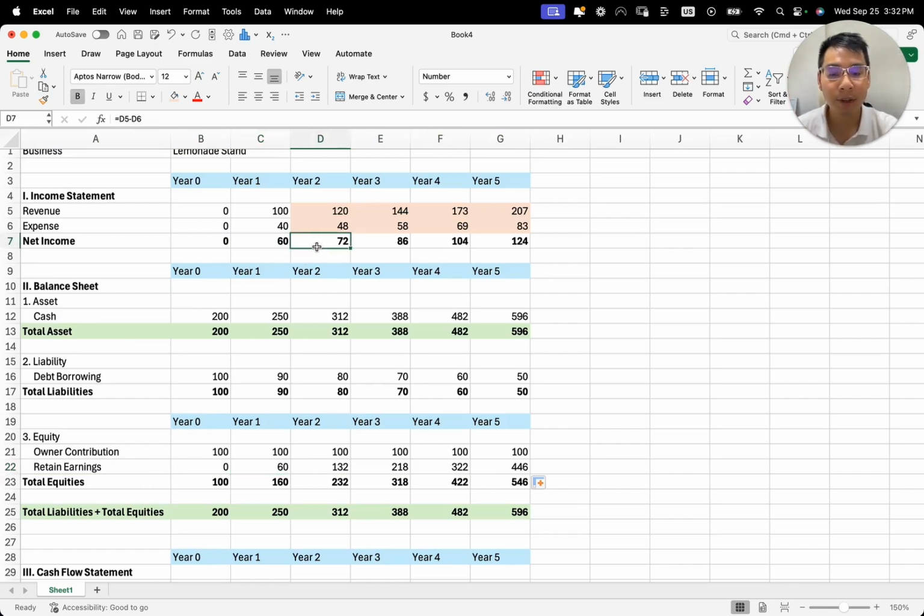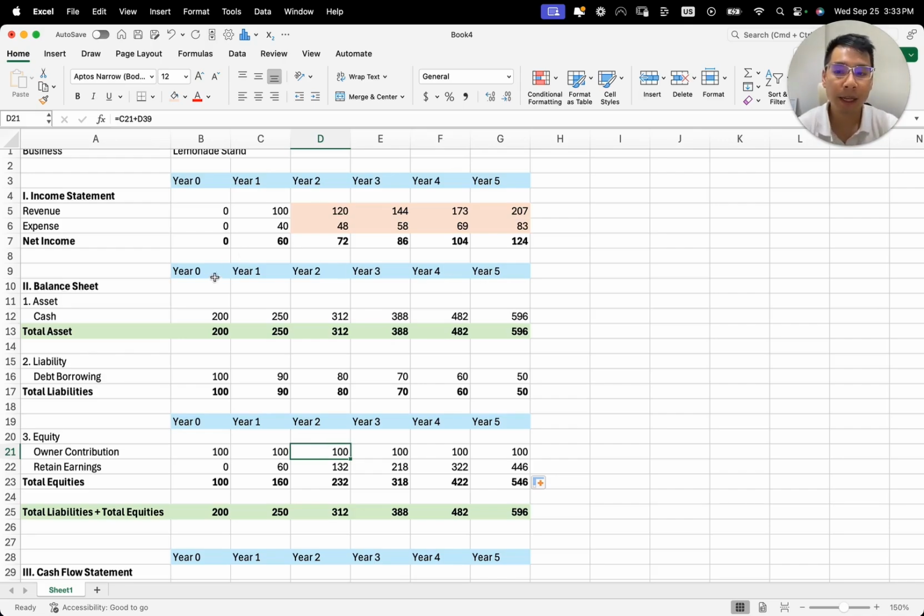The next year, you make $72 net income. You decide to keep it again in the business. It makes the 60 become 132, on top of the money that you have in the business. That's how you grow your stake in the business, your equity. Assume that you're a one-person business and you own this 100%. That's how your wealth, your net worth, is growing over time.